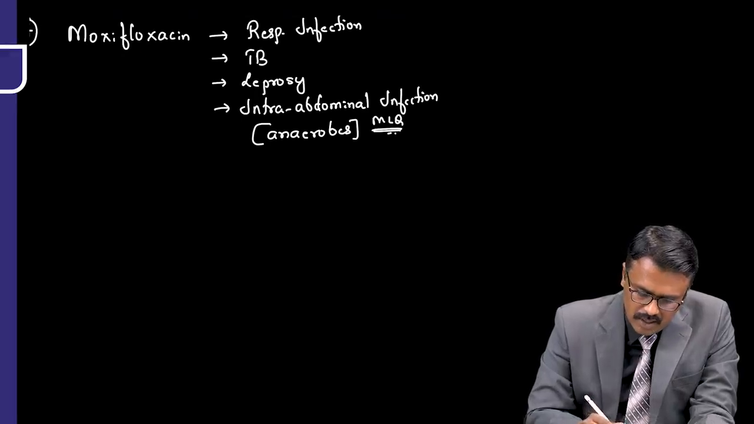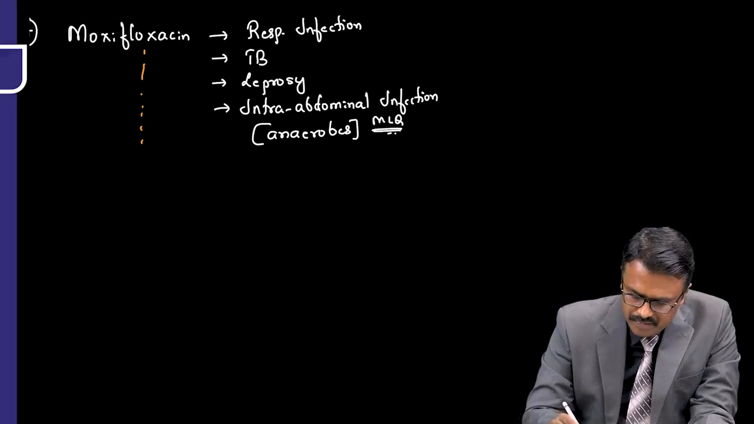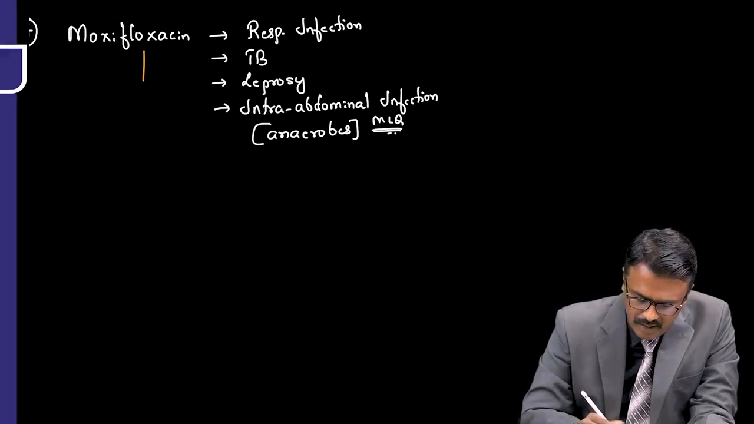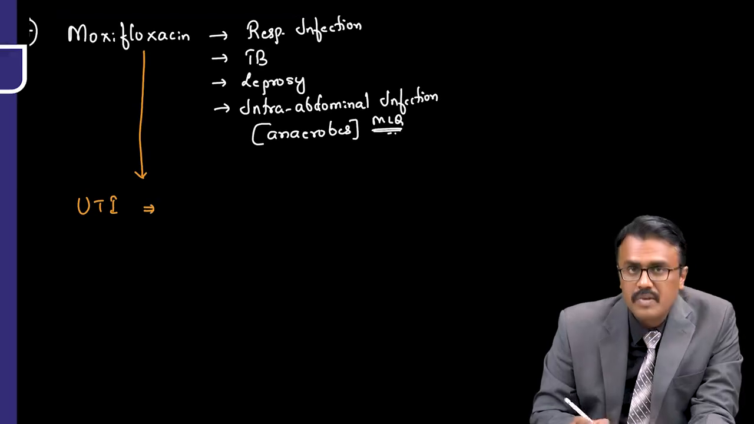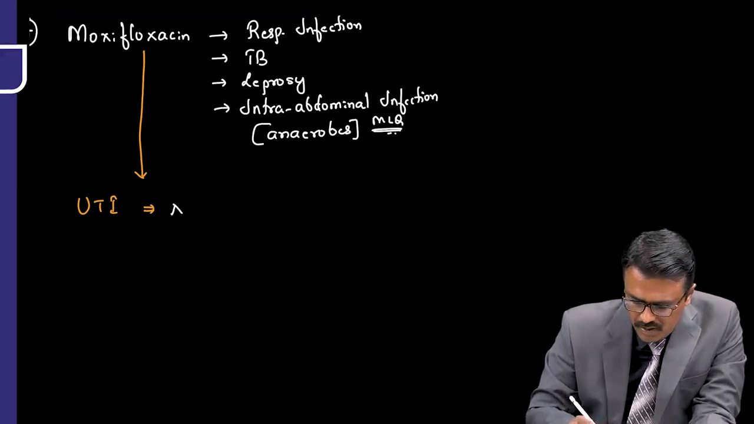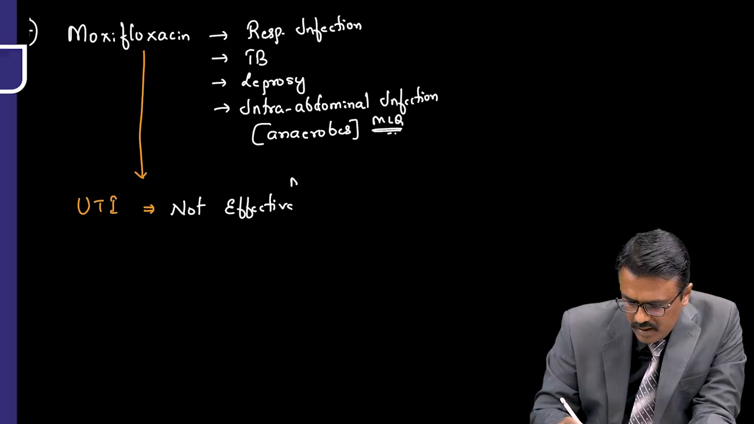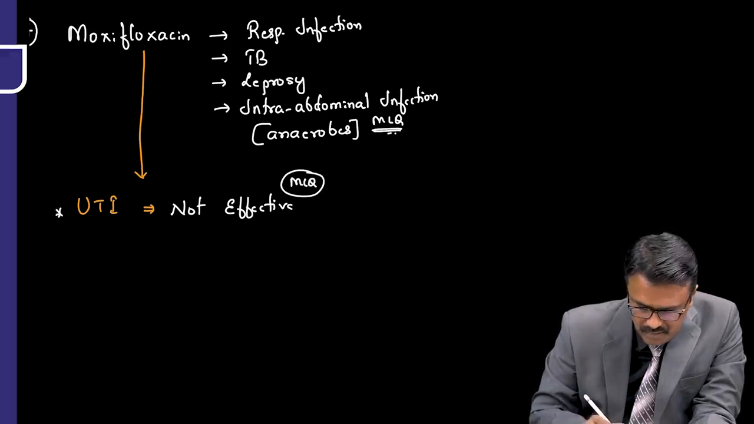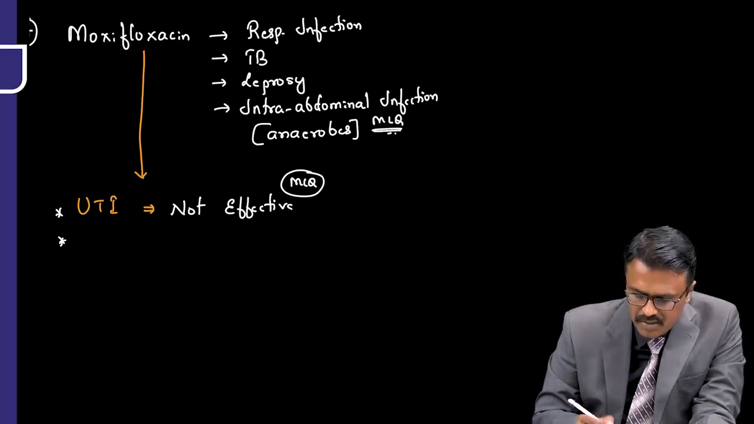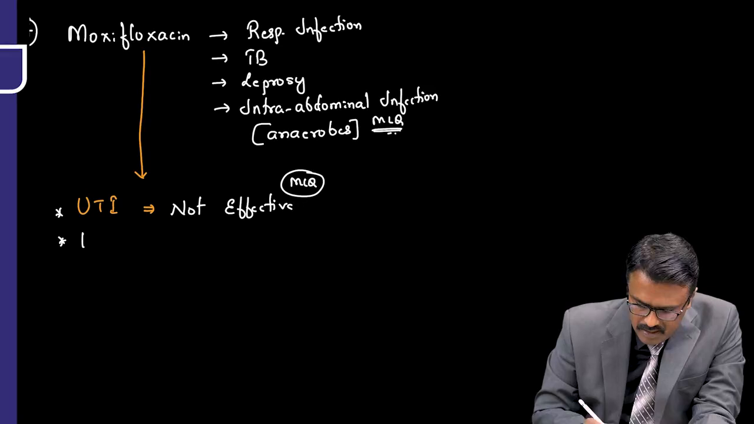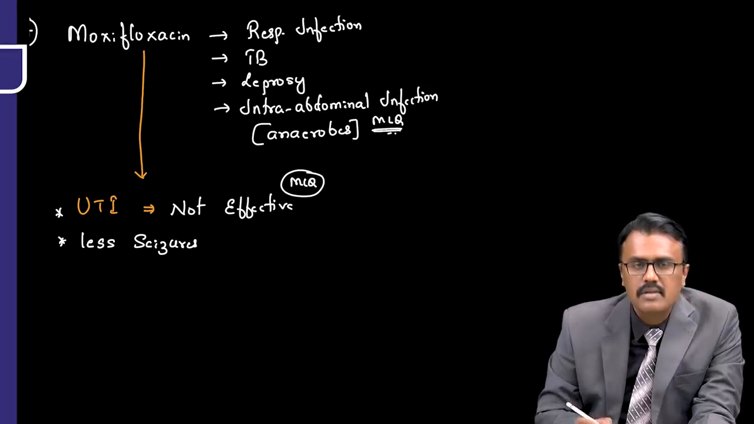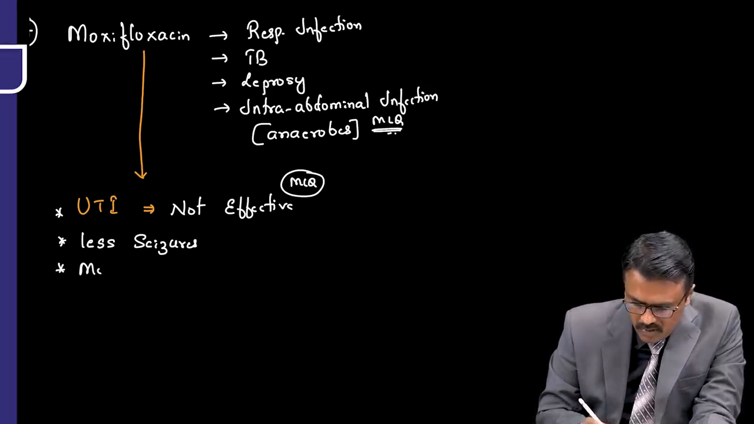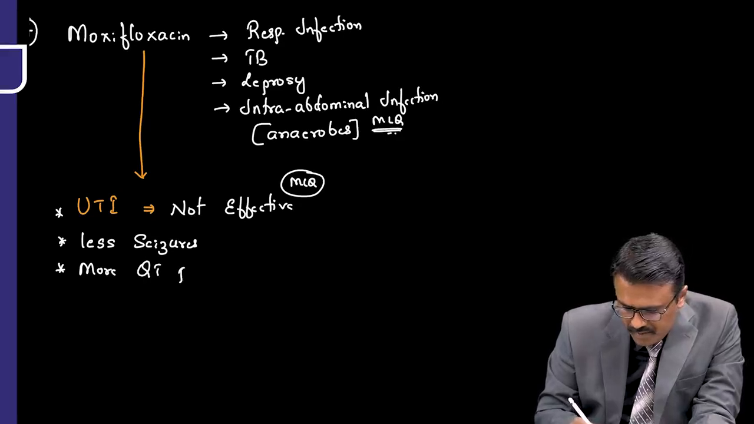Now, moxifloxacin, there are other special points you need to keep in your mind. UTI, can we use it? No, not effective in UTI. In UTI, never use it. Again, a potential question for you. Second, can we use it in respiratory infection? Yes. But the advantage is less chance of seizures with this. Less chance of seizures, more chance of QT prolongation.